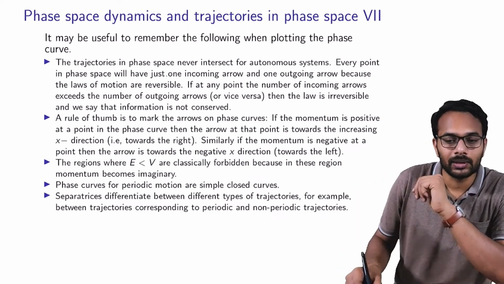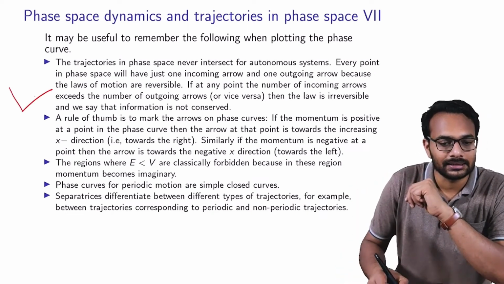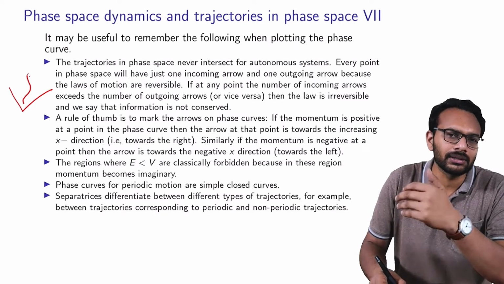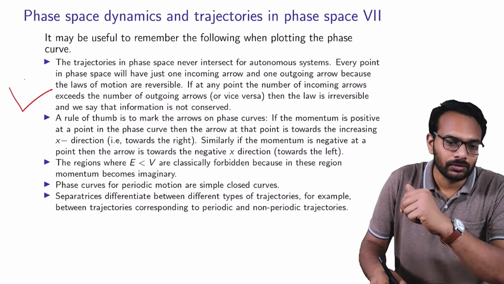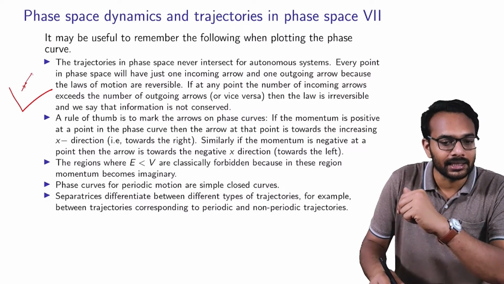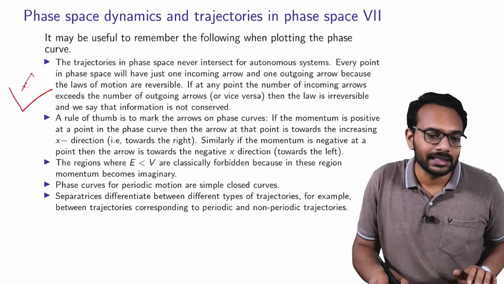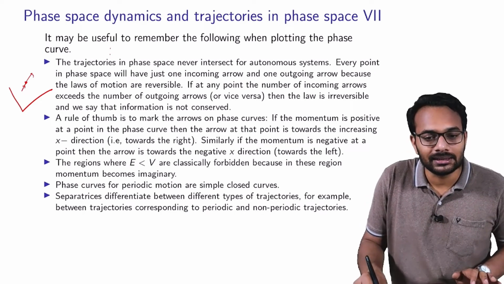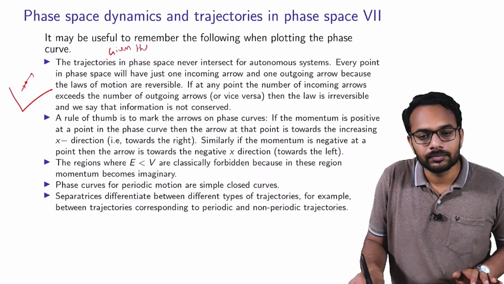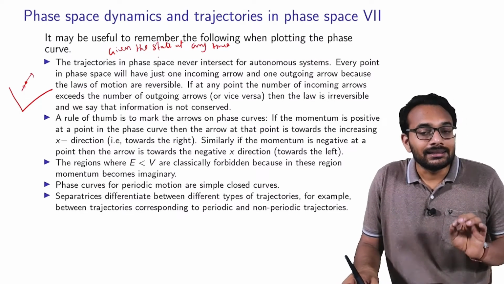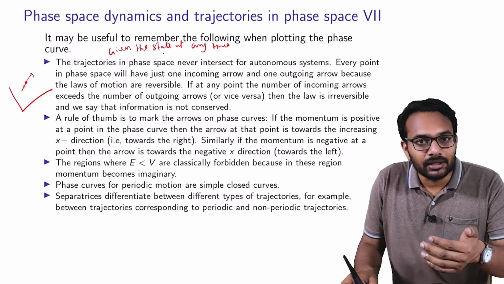Why can the trajectories never intersect? We talked about this conservation of information. For every point in phase space, there has to be exactly one incoming line and exactly one outgoing line. Why is that? Because given the state of the system at any time, this is also known as determinism. The state at any other time is completely determined by the equations of motion.